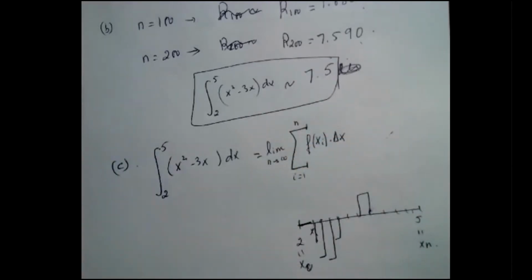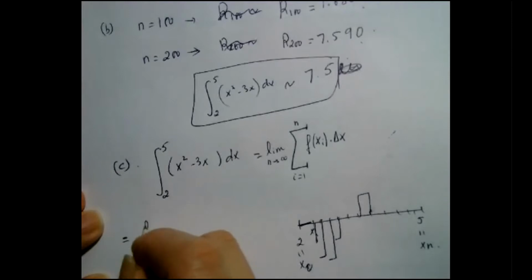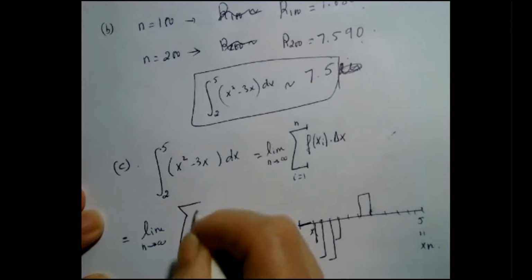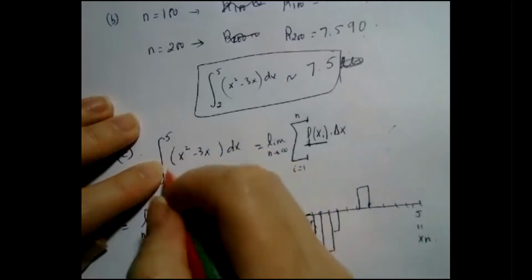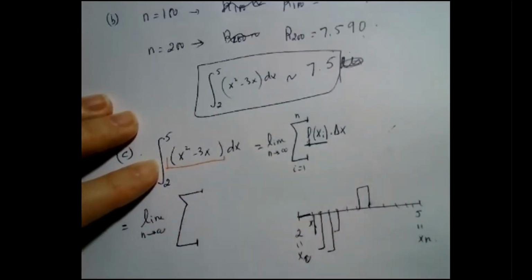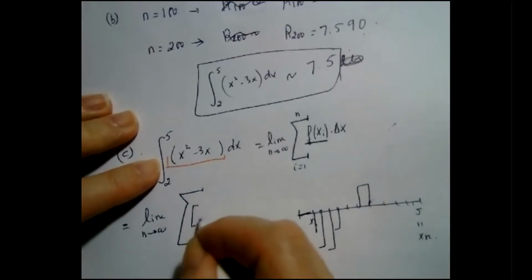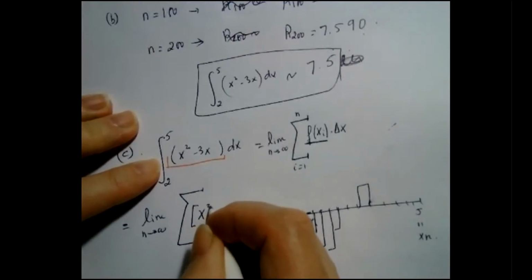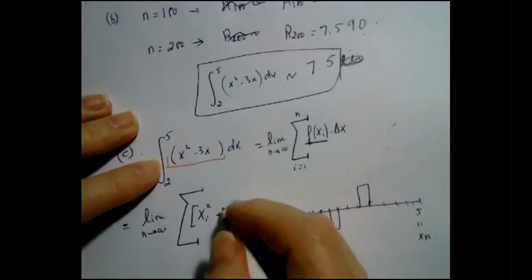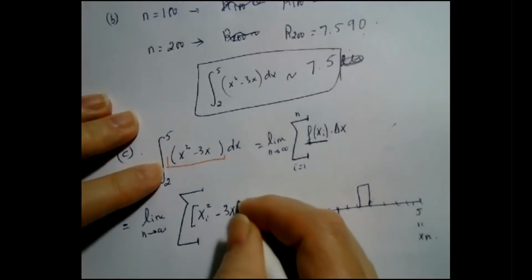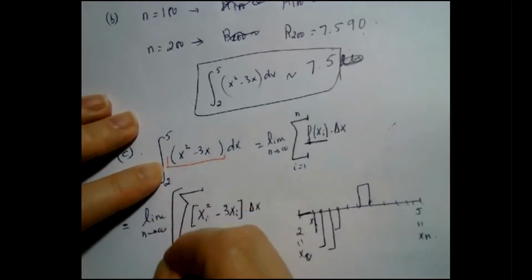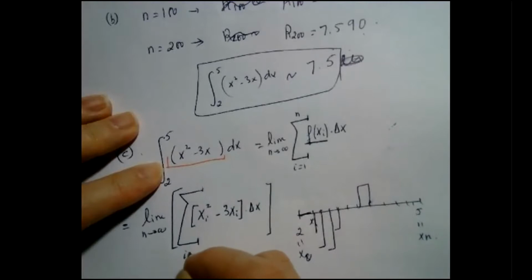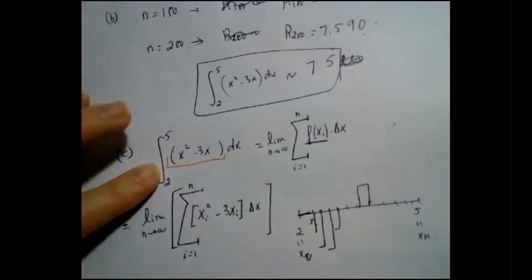So now in my context, what is f? It's the limit as n tends to infinity of the following sum. In my scenario, my f is this function right here. That's really what my f is. So f of xi means I'm taking the following sum: xi squared minus 3xi times the delta x, where i equals 1 to n, okay?